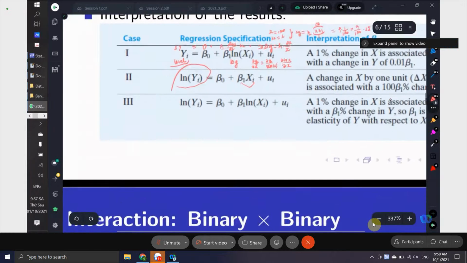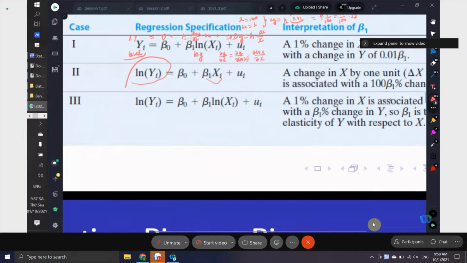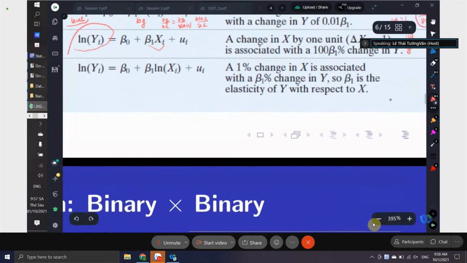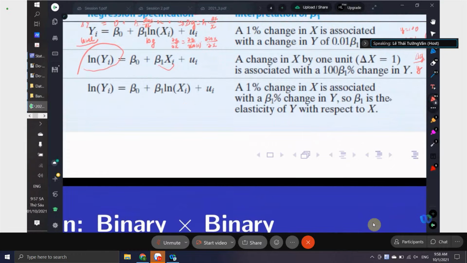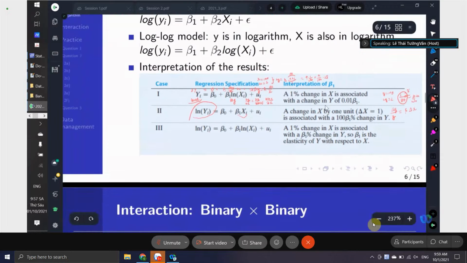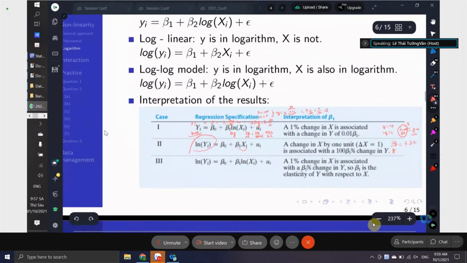And similarly, if the logs appear on both sides, then you would say 1% change in x is associated with 1% change in y. And this is pretty straightforward. Yeah, pretty straightforward.